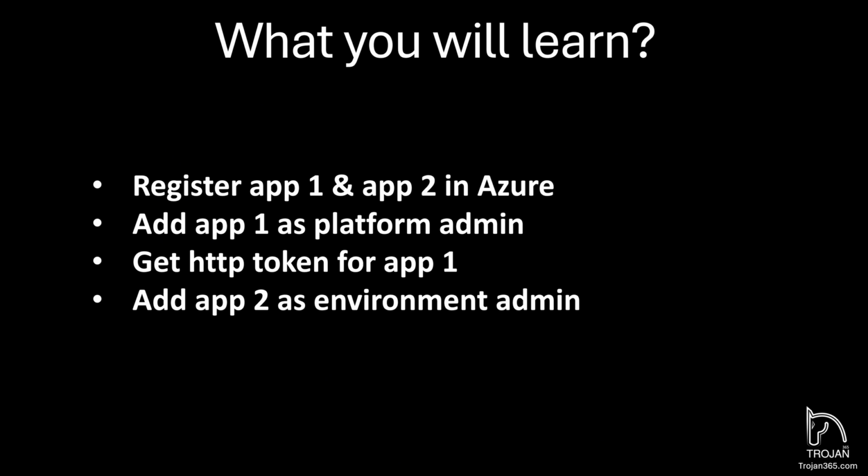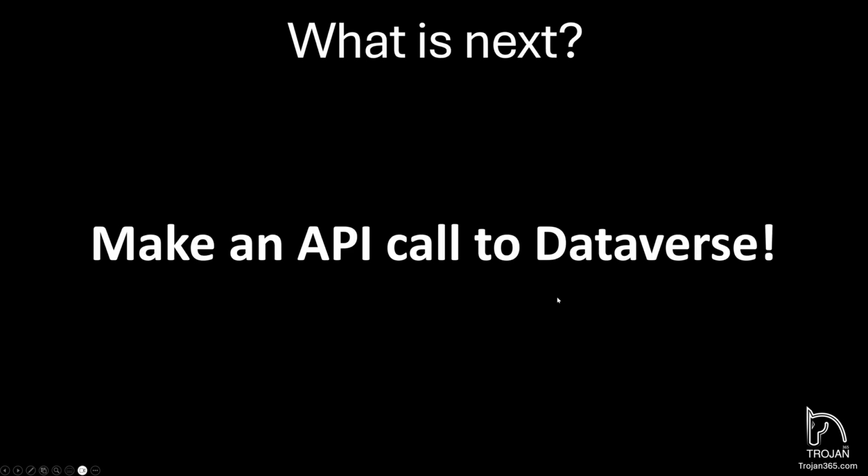What you will learn today is to register application 1 and 2 in Azure. And of course, we don't just register them, we configure them as well. We need to add application 1 as the platform admin using PowerShell. We need to get the HTTP token for application 1 using Power Automate. And then we add application 2 as an environment administrator. Then you can use application 2 to access the Dataverse unattended.